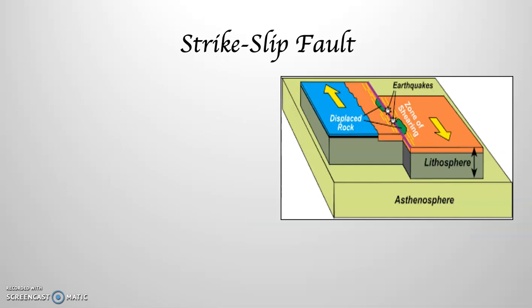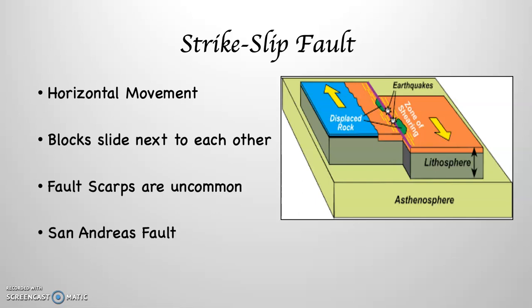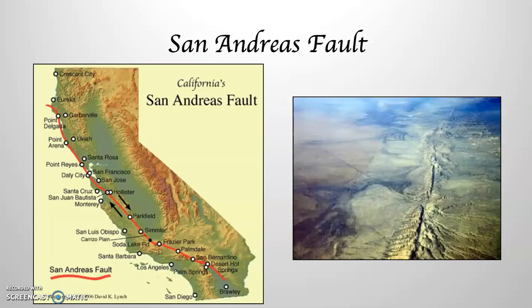The last fault is the strike-slip fault. This happens where you have horizontal movement. In other words, the blocks slide next to each other, as you can see in this diagram. Fault scarps are uncommon, and as we know from the earthquakes lab, this is the San Andreas Fault, where the North American plate and the Pacific plate slide alongside of each other.